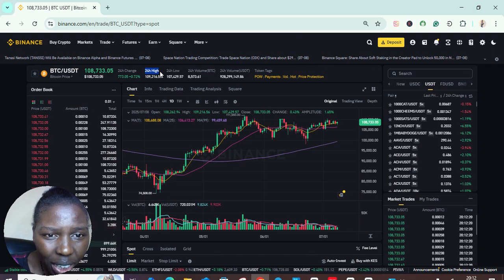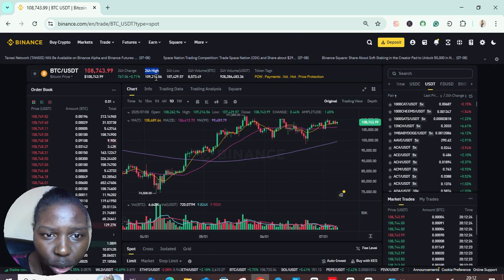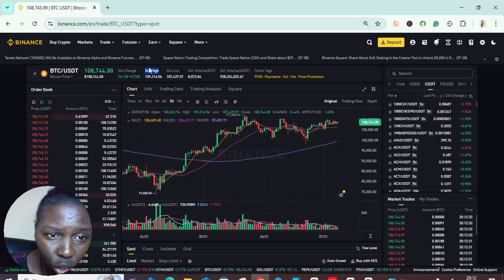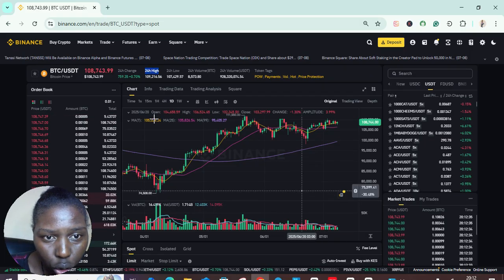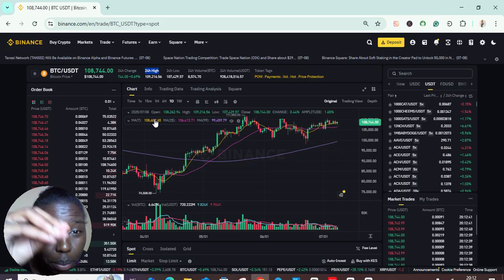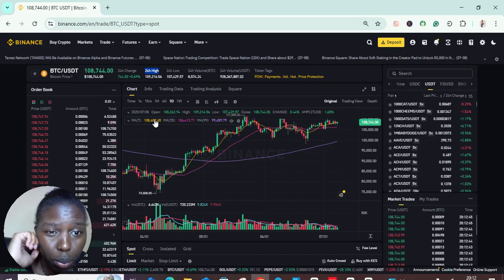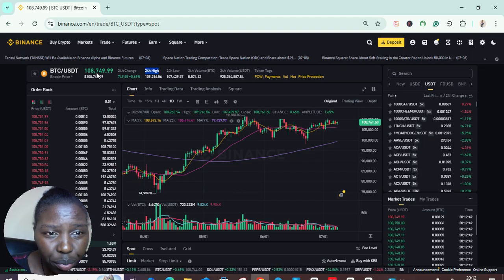Also in the last 24 hours, the Bitcoin price has hit a high of $109,216.56. That is the highest price Bitcoin has gone in the last 24 hours. Currently it's around 8 p.m. So 8 p.m. yesterday and 8 p.m. now, that is what we are considering. That is what we mean by the last 24 hours.